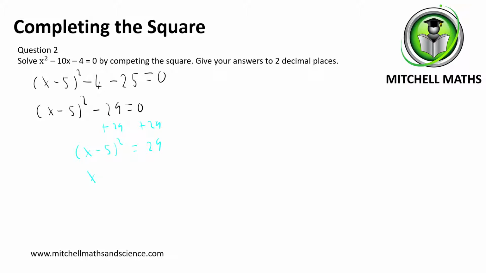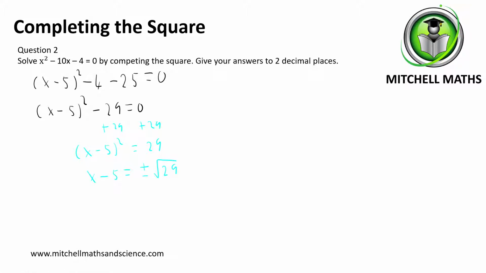Now you need to be careful with this part, because when you square root, you don't know whether the square root will be positive or negative. For example, if we think of the square root of 9, that can be 3, because 3 times 3 is 9, but it can also be minus 3, because minus 3 times minus 3 is 9, because when you multiply two negatives together, you get a positive. Therefore, we don't know if the square root is going to be a positive or a negative.